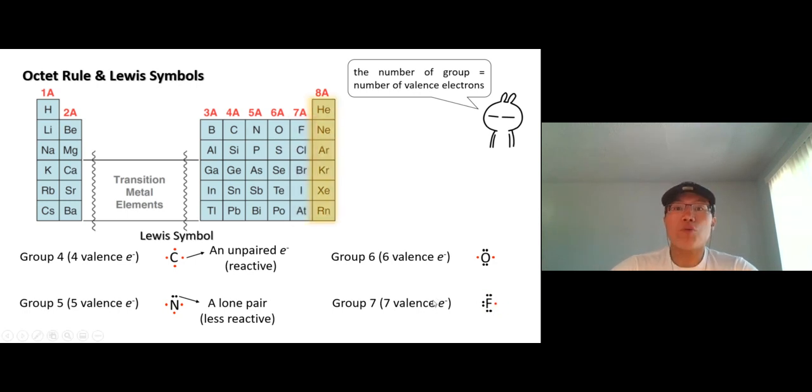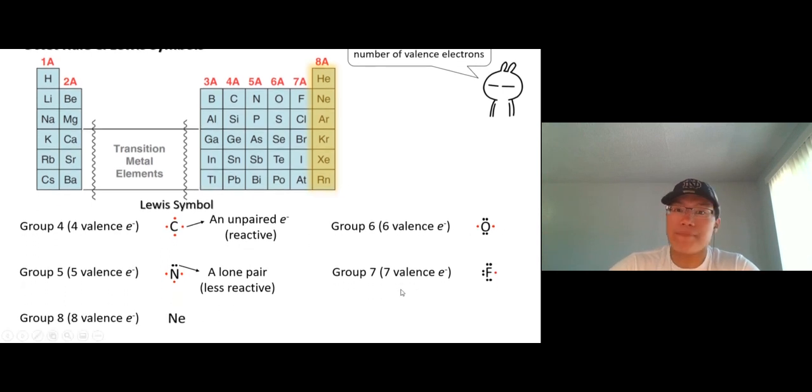And group 8. If you still remember, group 8 is an inert gas, doesn't form any covalent bond. So I'm not gonna form any bond. So no unpaired at all, just lone pairs. 4 lone pairs right there. These are the Lewis symbols of each group.